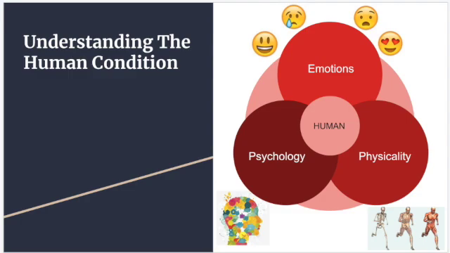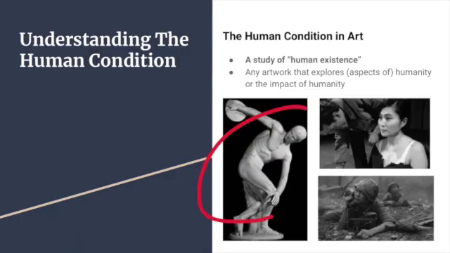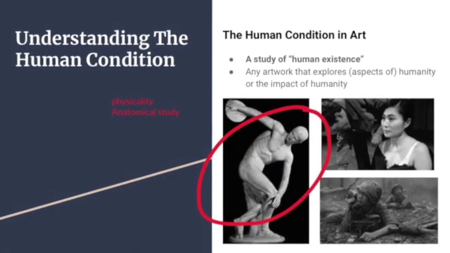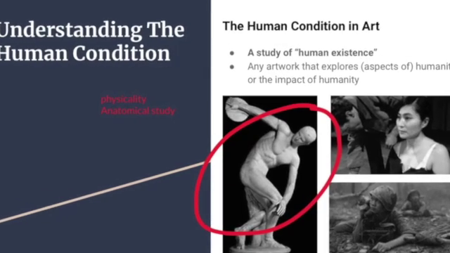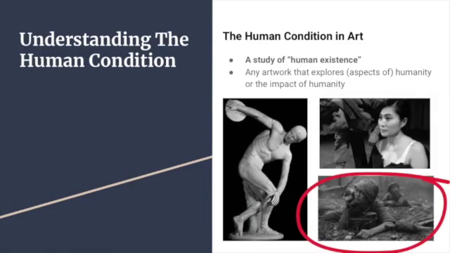And then, of course, we have our physicality, so our actual physical appearance and the way our body is made up in terms of its physical appearance, the way it works, the muscle structure, the bone structure, the blood, all of those things. So in a very simplified form, we are made up of these different elements that together make us human. So when we're investigating this through our study of art, we're looking at a study of human existence.